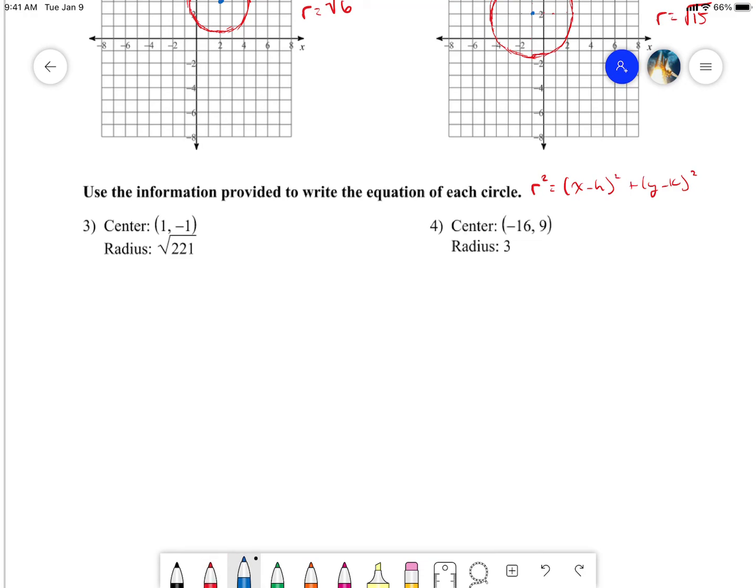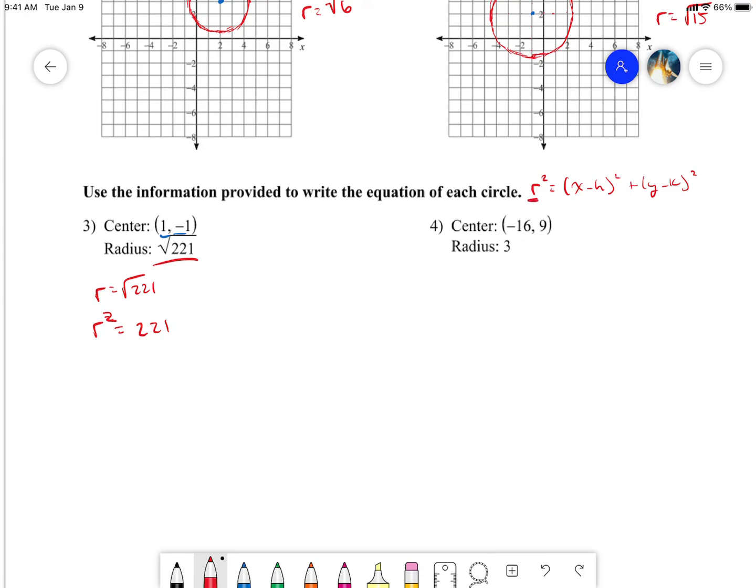So if I know my center is at (1, -1), and I know my radius r is equal to the square root of 221, then if r is equal to the square root of 221, what does r squared equal? 221. There you go.